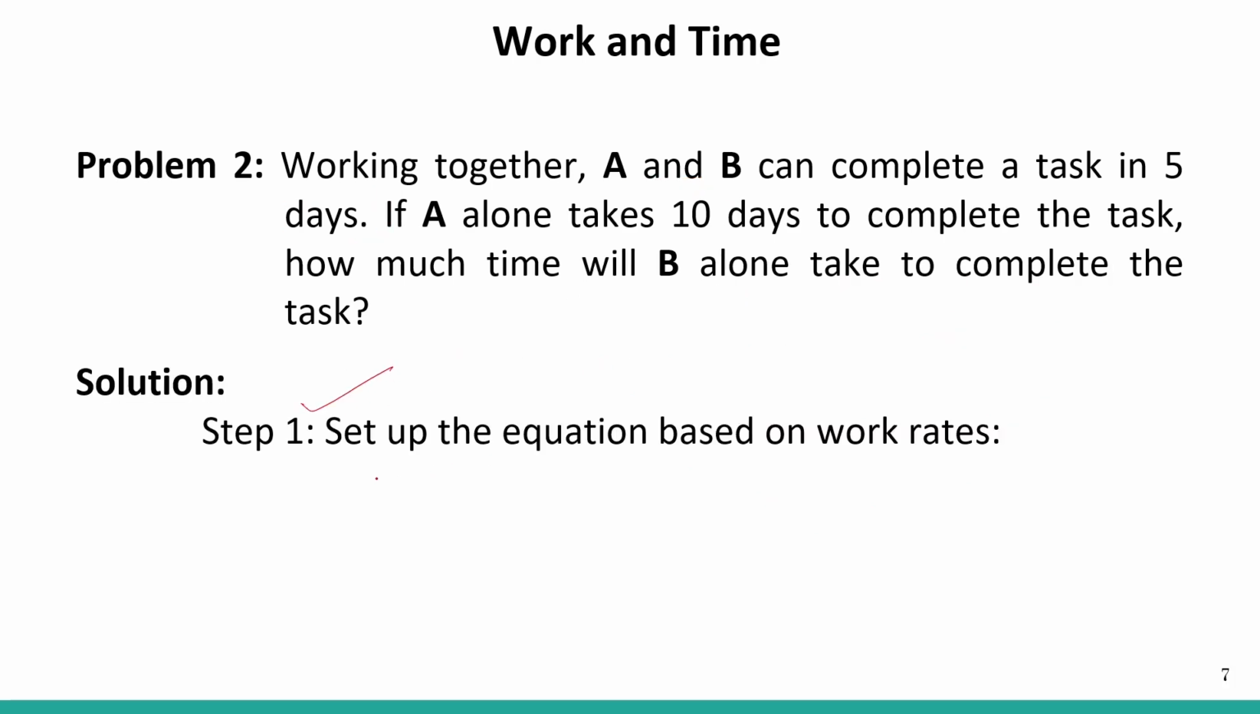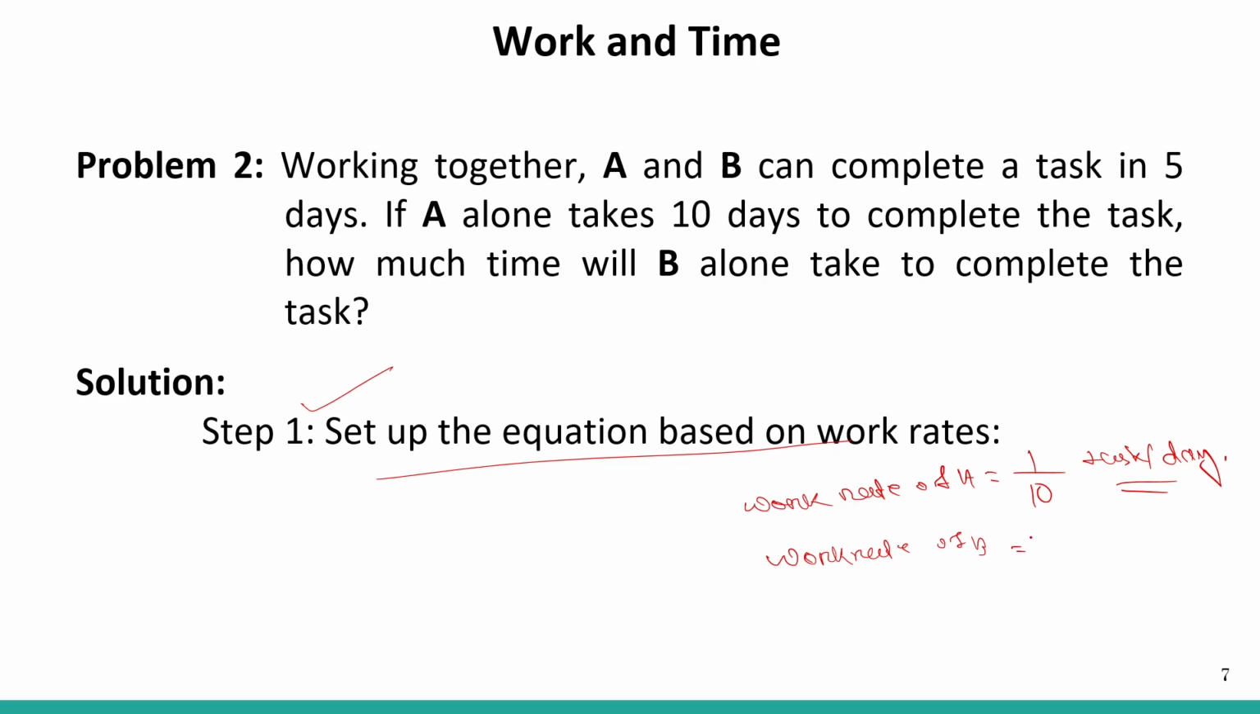So what we do is set up the equation based on our work rates. The work rate of A is equal to 1 by 10, that is 1 by time, which is 10, this much task per day. So this is the work rate of A. And what will be the work rate of B? That is unknown here. So the work rate of B is equal to, we don't know till now, but we can evaluate. Let's see how we can actually evaluate.